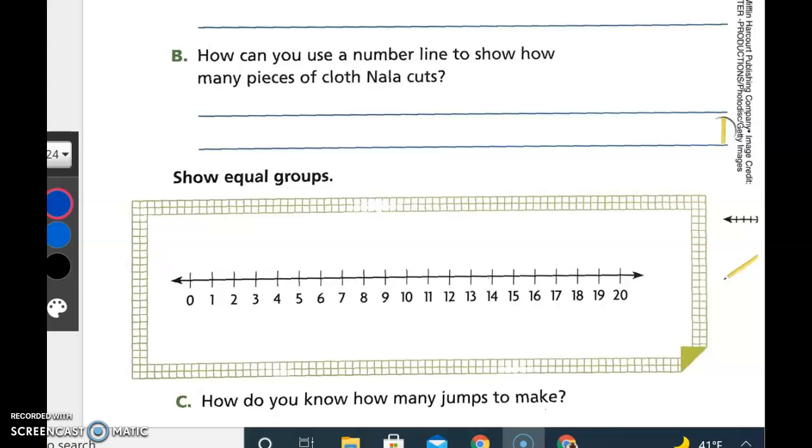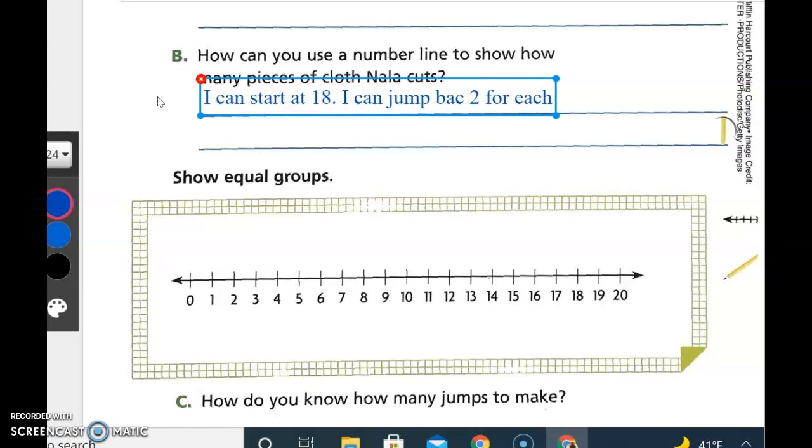Lexi. So you can literally go to 2 until you get to 18. We can jump by 2s, can't we? Let's write that in words. I can start at 18. We're going to work backwards, remember, because we're subtracting. I can start at 18, period. I can jump back 2 for each 2 feet of cloth that is cut.